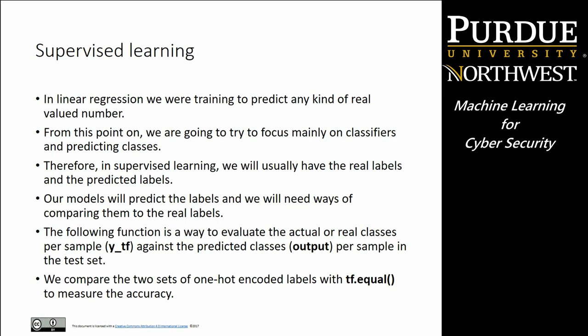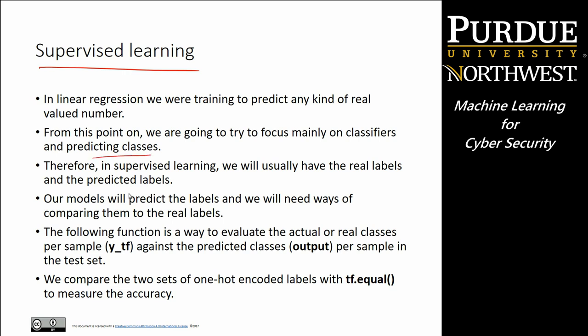Now, the other thing that has changed is that it's not a linear regression anymore. It is supervised learning. So that means we're trying to predict classes. We need to have labels and all of that. We need to have some kind of a way of evaluating our algorithm. In linear regression, we were training to predict any kind of real valued number, the housing price. From this point on, we are going to try to focus mainly on classifiers and predicting classes, right?